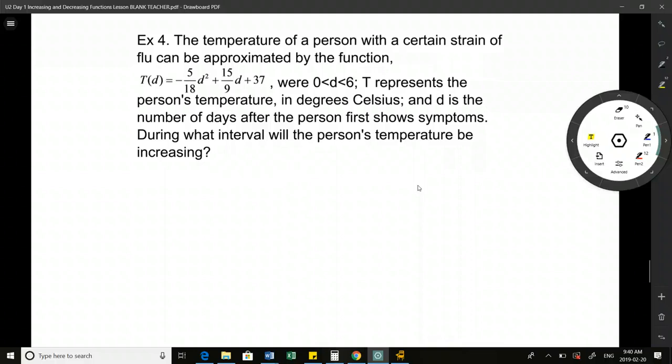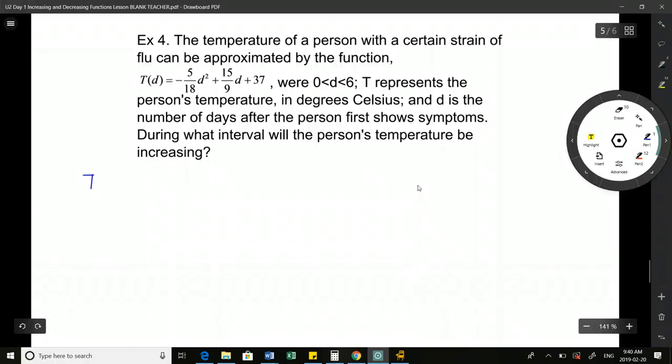Application. So we have the temperature of a person with a certain strain of the flu approximated by the function T(d). D is between 0 and 6, and T represents the person's temperature in Celsius, whereas d is the number of days. So because d is between 0 and 6, we're talking about initial observation to the 6th day. During what interval will the person's temperature be increasing? I can figure out where this function is increasing. I could sketch it, that's an option. I can also figure out easily where it's increasing if I find out where the first derivative is positive, right?